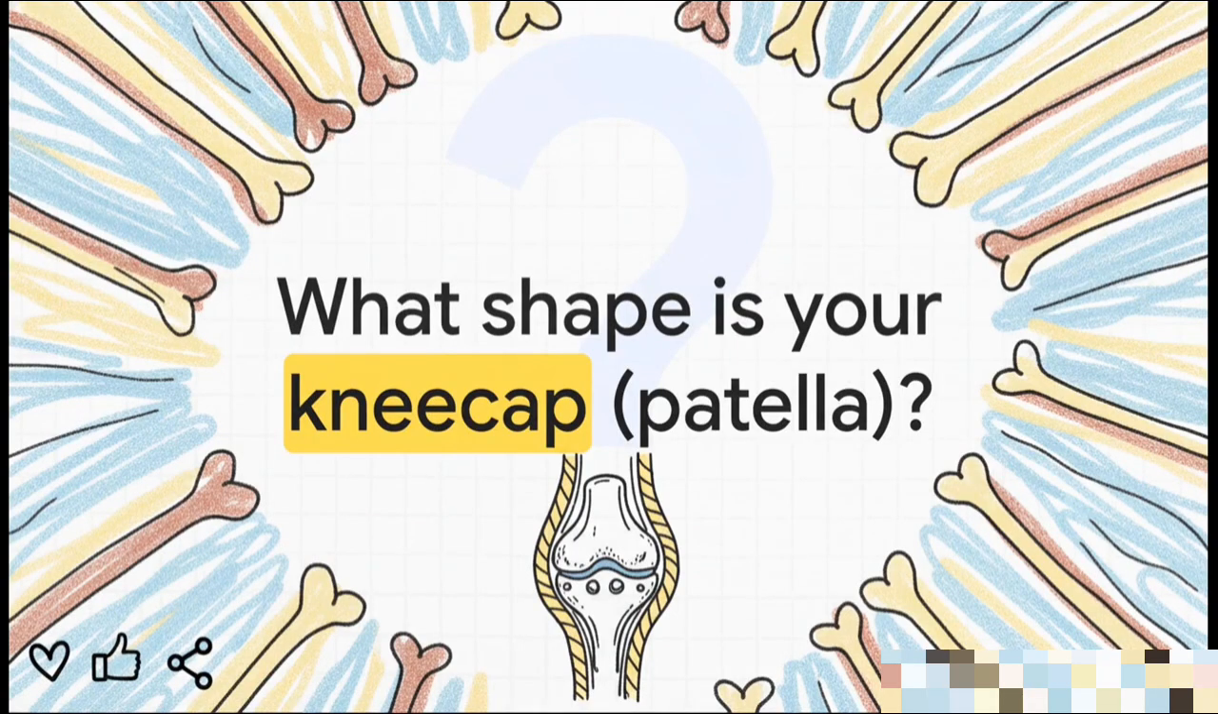Before we wrap up this explainer, I want to leave you with a bit of homework. Consider this. What shape classification is your kneecap or patella? Well, actually, I'll just tell you. It's a sesamoid bone. It's one of those secret bones embedded directly into the tendon to handle the immense mechanical stress you put on it every time you walk.